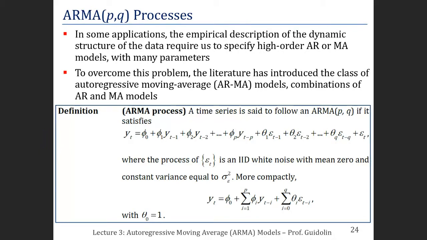Now, let me start with a note. An AR(p) model is just an ARMA model in which you got p lags of Y and 0 lags of the shocks. So it's a special case of ARMA. And an MA(q) model is just equal to an ARMA model in which you've got 0 lags of Y on the right-hand side and q lags of the shocks. So you can see everything that we have done so far as a special case of ARMA.